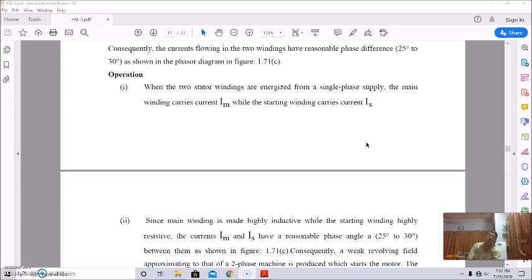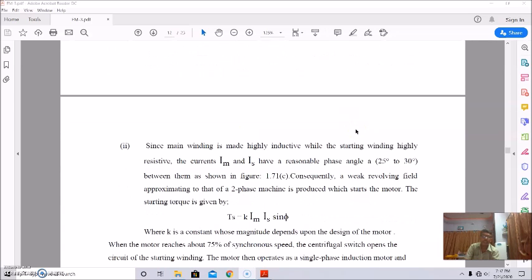Operation: when the two stator windings are energized from a single phase supply, the main winding carries the current IM, while the starting winding carries the current IS. Since the main winding is made highly inductive, while the starting winding is highly resistive, the currents IM and IS have a reasonable phase angle, of the order of 25 degree to 30 degrees, as I told you, between them. That is shown here.